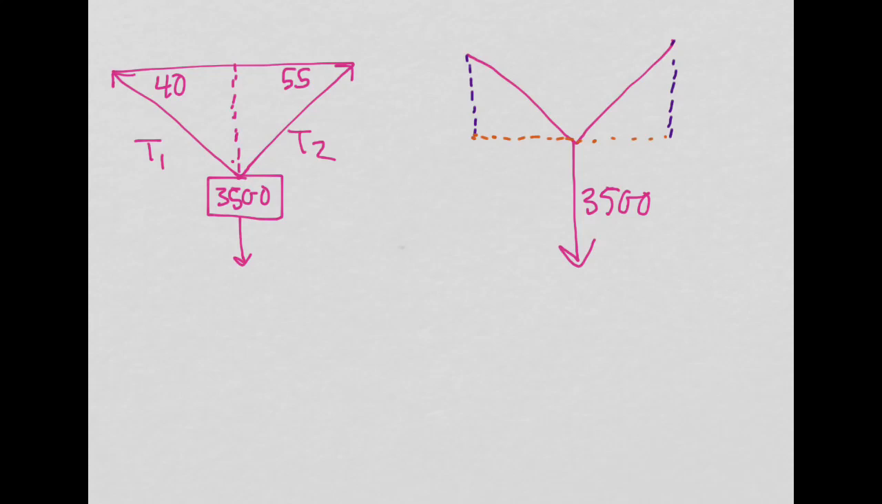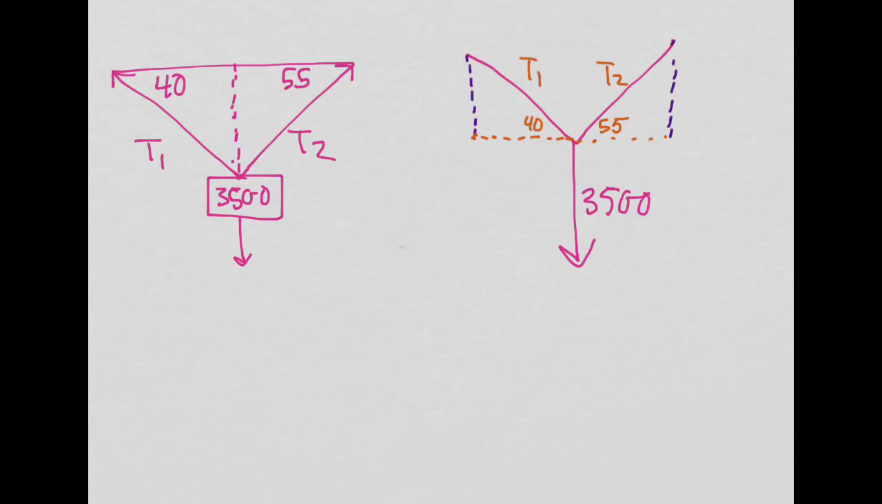This angle on the left is 40 degrees. This angle on the right is 55 degrees. And I'm going to label this as we had it before, T1 and T2 for tension 1 and tension 2. So now we need to go ahead and write the horizontal and vertical components of these forces in terms of those tensions T1 and T2.